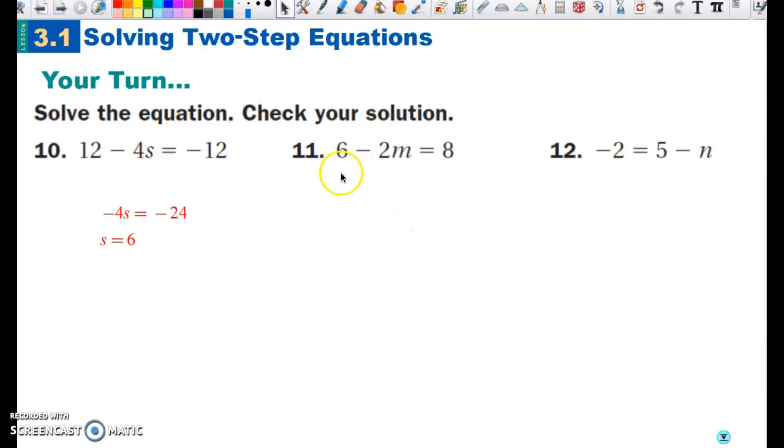First step on number 11, subtract 6 from both sides. Negative 2m equals negative 2. Divide both sides by negative 2. M is 1. And finally, subtract 5 from both sides, divided by -1. Remember, I don't want to have negative n as part of my answer. I want to make sure that n is positive, so I actually divide by the -1 coefficient. Excuse me. Okay, so check those answers.